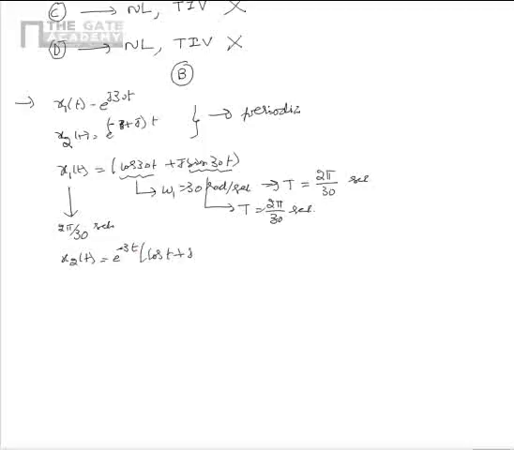Now let us pick x2 of t, which can be simplified as e power minus 3t multiplied by cos t plus j sin t. Here we see that because of e power minus 3t, the signal x2 of t is not periodic. From this, we see that out of the given signals, the signal x1 of t is periodic and the signal x2 of t is not periodic.